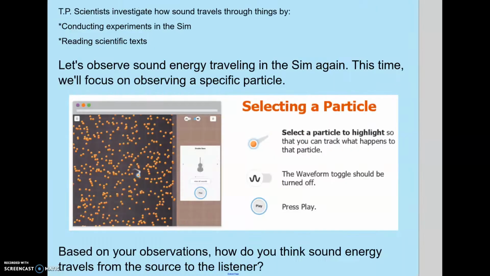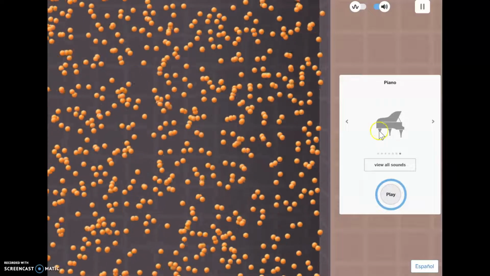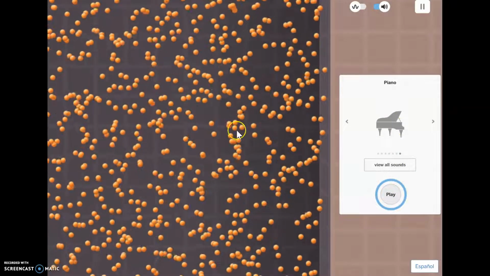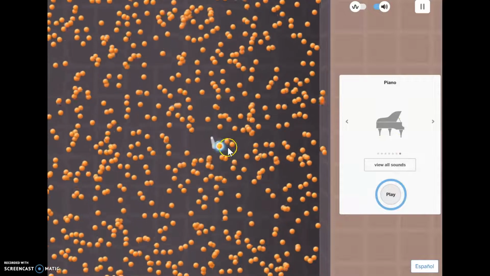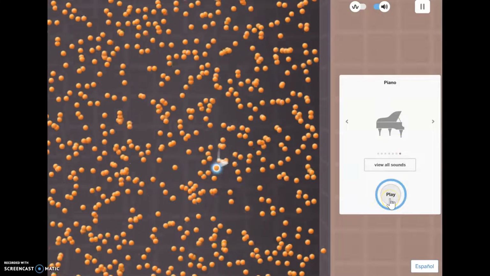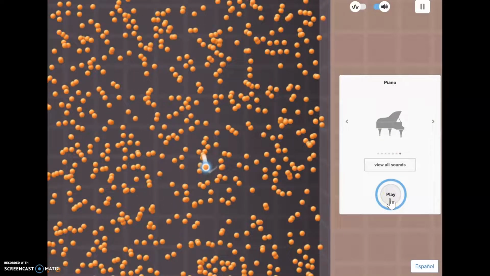So now let's go back to our sim using what we just learned. This time we're going to click on and select one particle so that we can track what happens to that particle. And we're going to see what happens as we play the sound. And I want you to think, how does sound energy travel from the source to the listener? So let's try with the piano. I'm going to click on this one. So let's click play and watch this one particle.